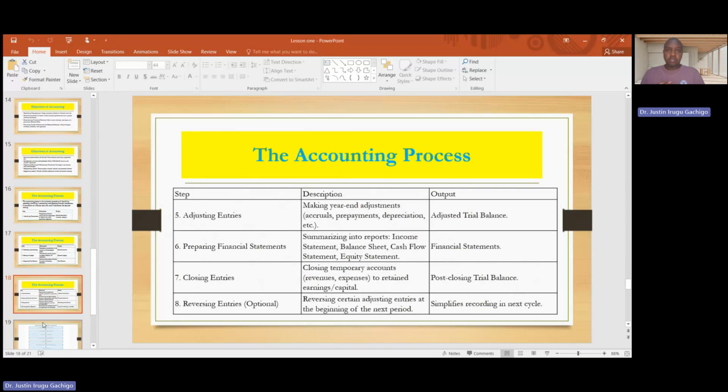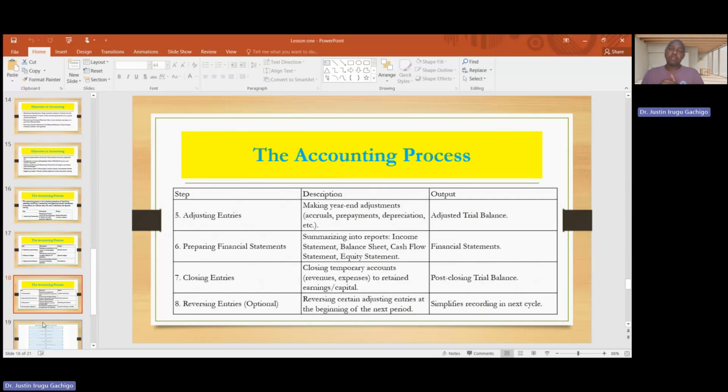Then the other one is preparing financial statements, and this is summarizing into reports: income statement, balance sheet, cash flow statement, and equity statement. So the moment you have the adjusted trial balance, then you can prepare the financial statements. And we have four primary financial statements: the P&L, balance sheet, cash flow, and the statement of changes in equity.